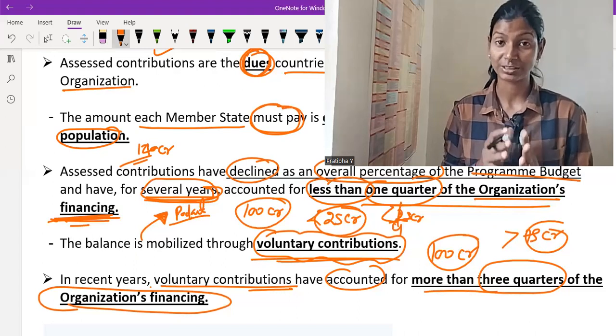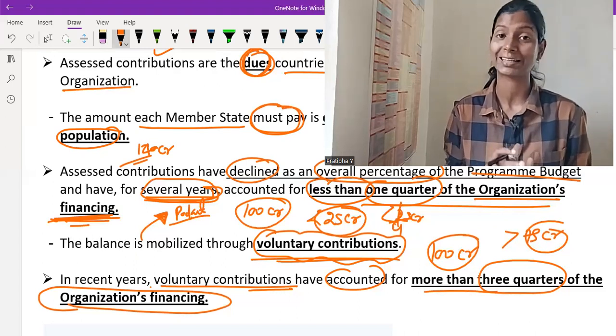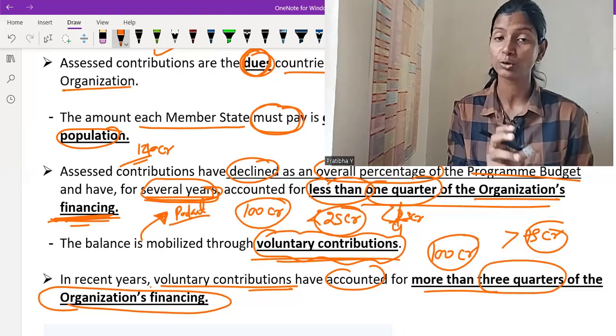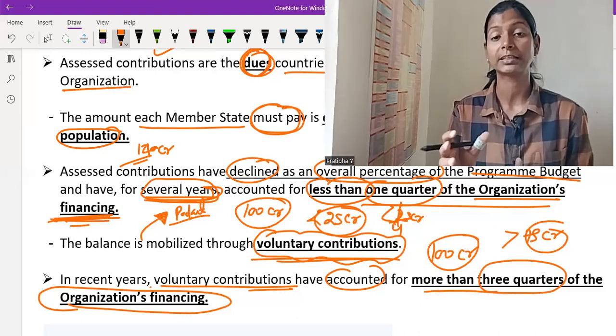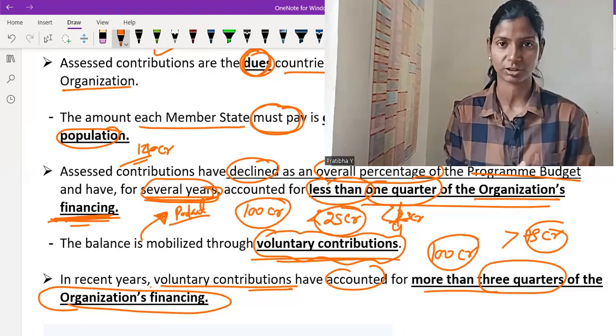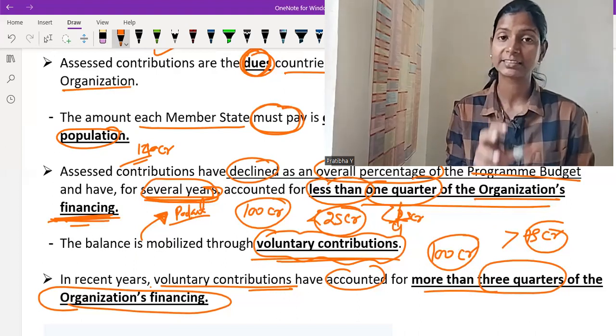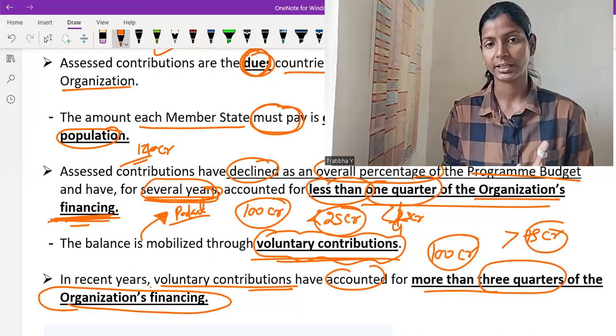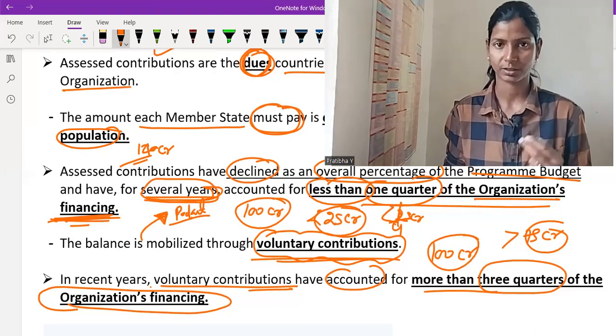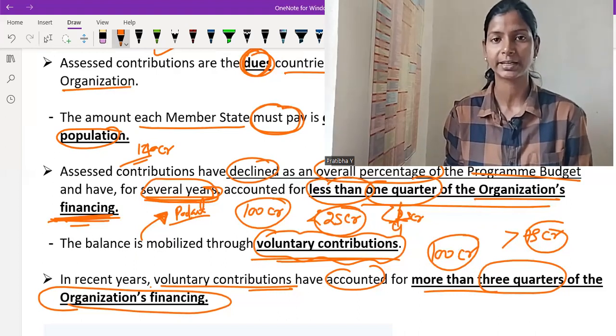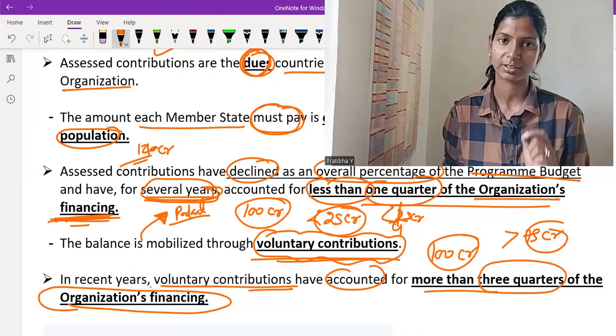So I hope you understand what SS contribution is. It is a due any country pays if they want to become a member of an organization, and it is decided on the basis of the population and economy of that country. The share you pay in that organization is decided on the basis of your population as well as your economy.